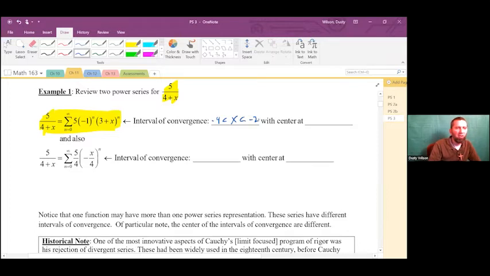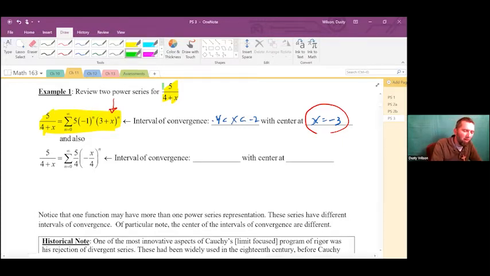And you'll notice that halfway in between this negative 4 and negative 2, the exact midpoint, would be where x equals negative 3. And in particular, notice that if you take that negative 3 and you substitute it into the power series, you get a 3 plus negative 3, and 3 plus negative 3 is 0. So it's kind of an indication of where the center of this first series is.